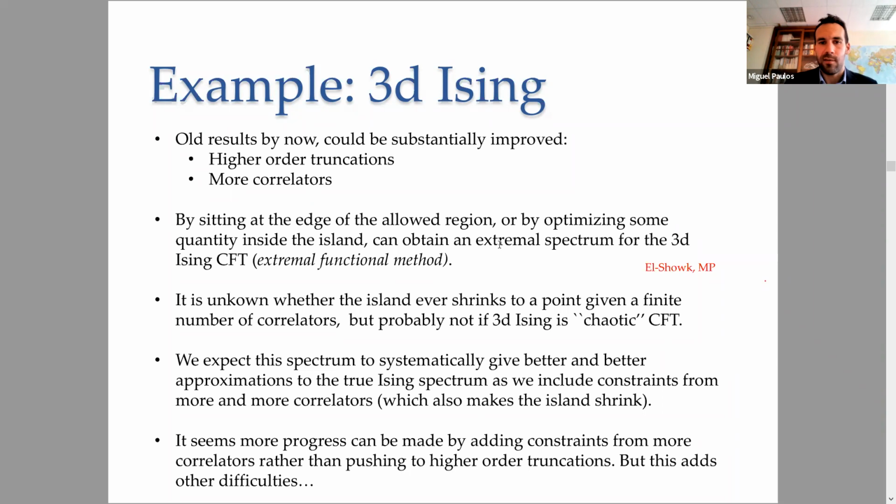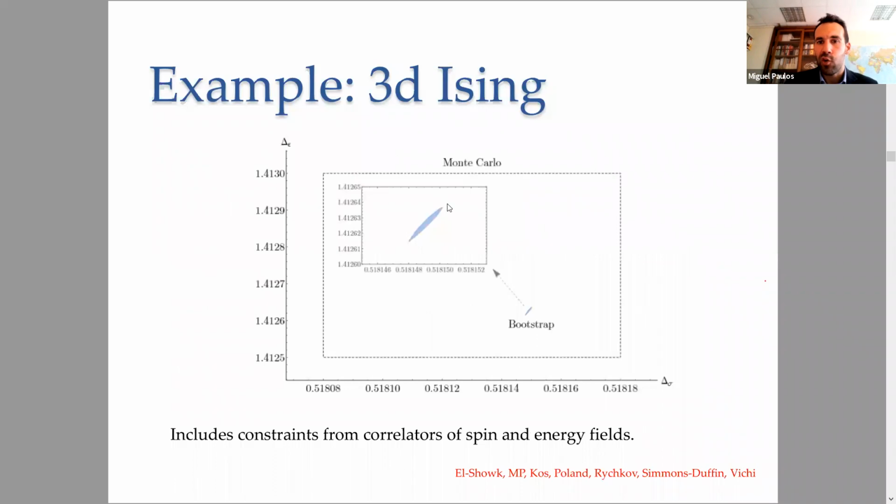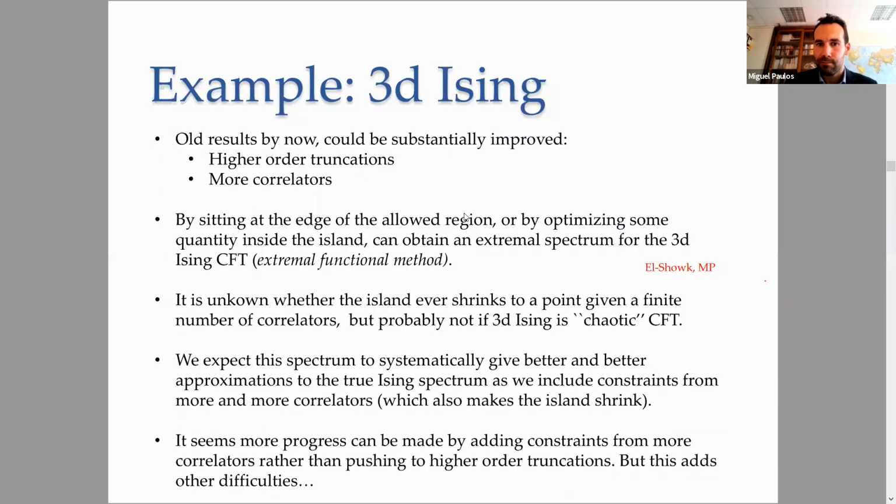Again, this was done already several years ago. It's not known whether this island will ever shrink to a point as we increase the numerics, given a finite number of correlators. My guess is that it won't, but this is not settled. Probably not. Again, if 3D Ising is a chaotic CFT, what does this mean? It means that we expect that the 3D Ising CFT at high energies, the spectrum will just look random. There will be an exponentially growing number of operators. So I don't see how we could ever get this by using this extremal functional method with a finite number of correlators, but I could be wrong.